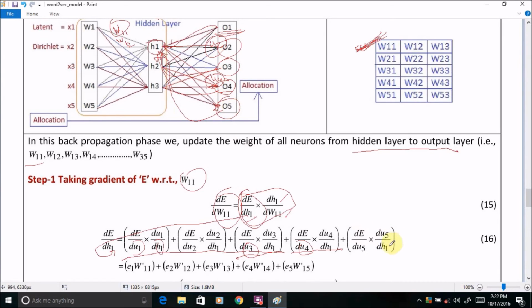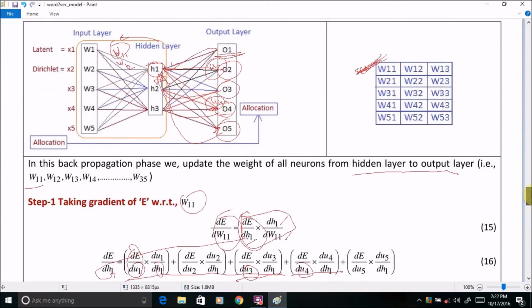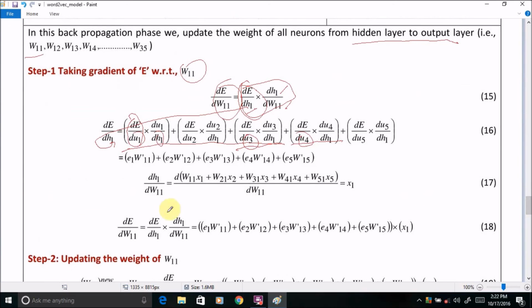After calculation of all these derivations, actually the calculation of all these derivations is too easy, because this part is already calculated. The derivation of E with respect to U1 is already calculated here, which is E1. Similarly, the derivation of E with respect to U2 will be E2, with respect to U3 will be E3, with respect to U4 will be E4, and with respect to U5 will be E5.